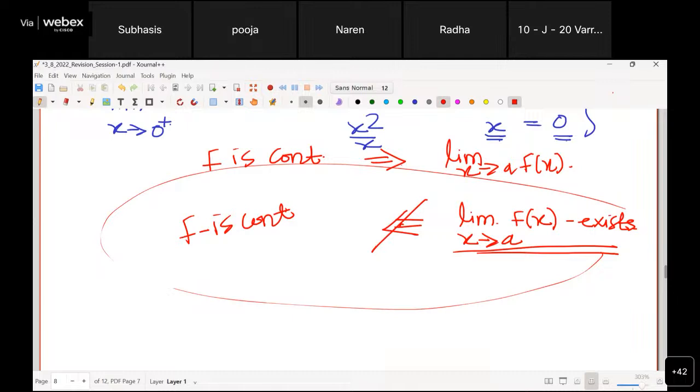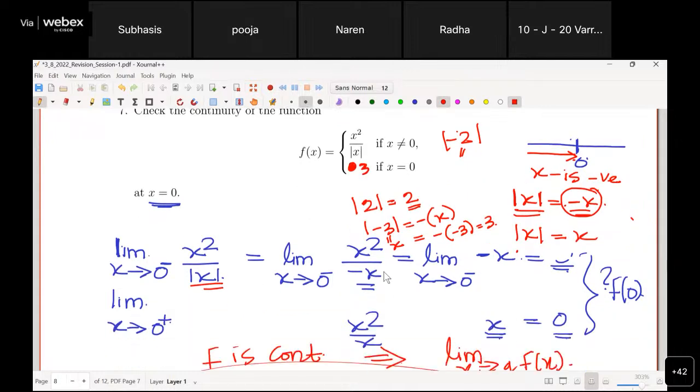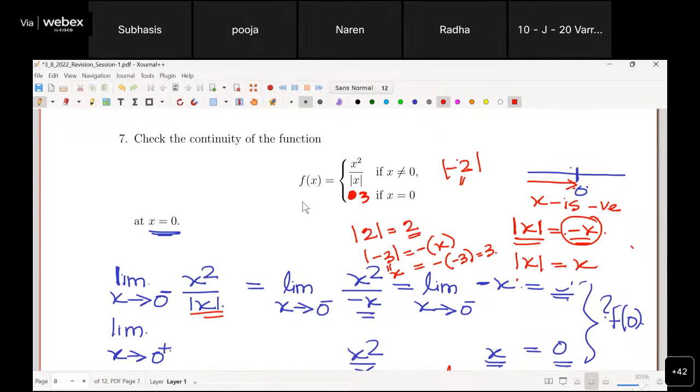As you can see in the above example, if I change this 0 to, let's say, 3, then the limit actually exists at x equal to 0, but this function is not continuous. The limit at 0 is 0, right? But this function is not continuous. That is, you have the left hand limit and the right hand limit, but it is not continuous.